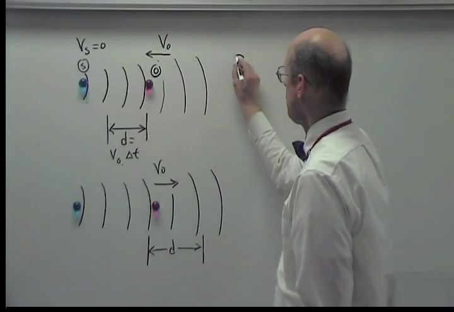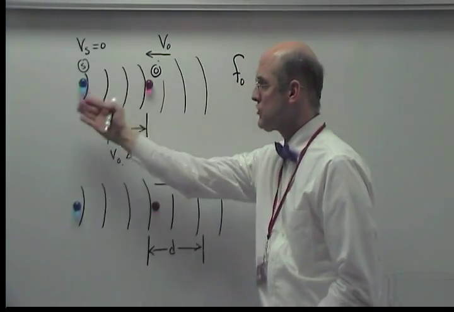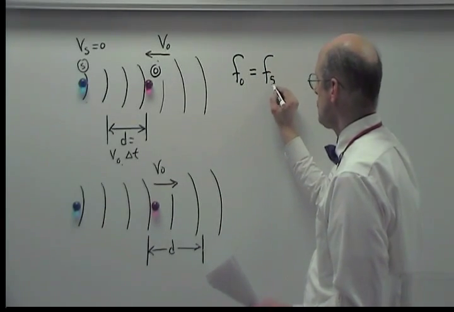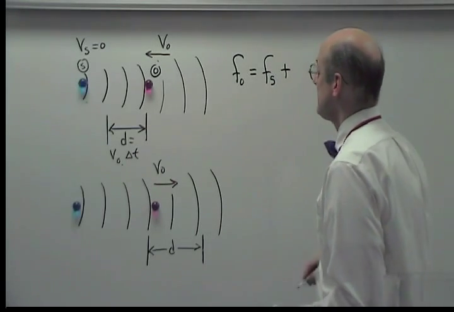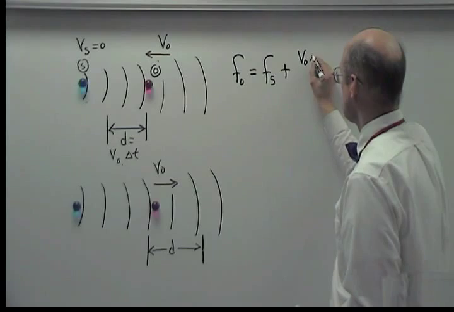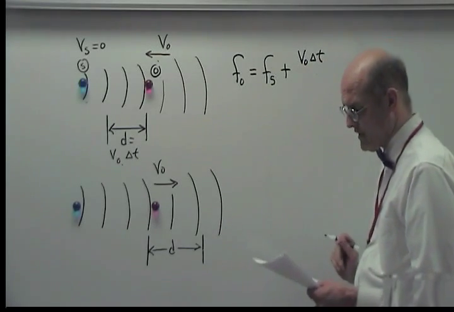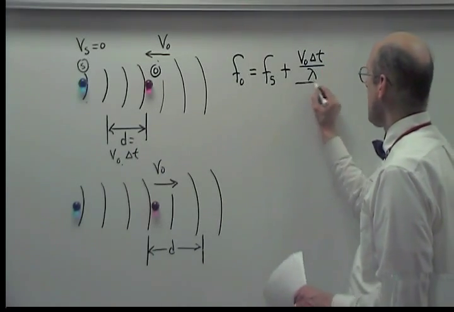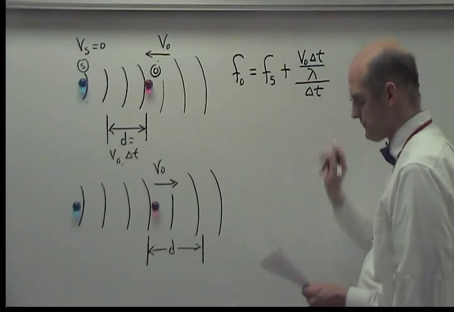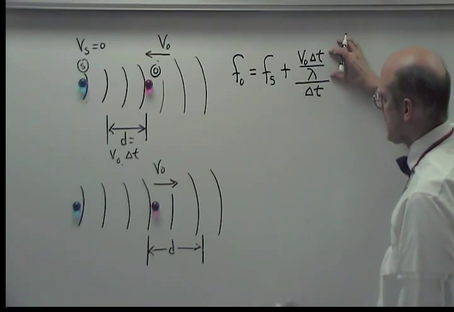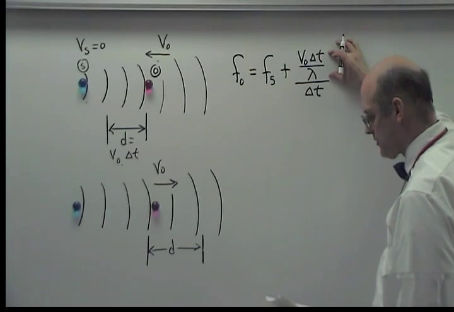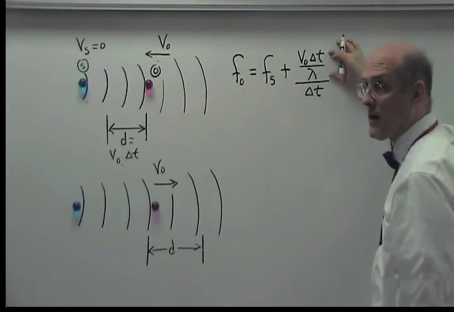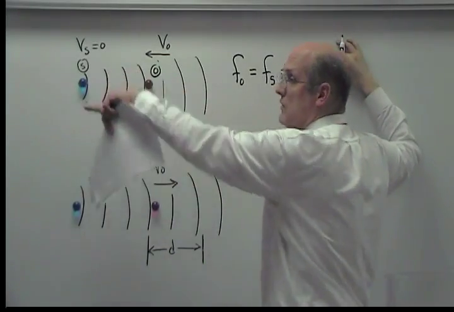So the observed frequency then, when you're moving toward the source of sound, would be equal to the frequency of the source plus the distance you travel in a certain amount of time, Vo delta t, divided by the actual wavelength, which remember is a constant, divided by the time. Okay, and this quantity in the numerator again represents the additional number of wavelengths that you encounter during your motion, or if you're a helicopter, during the fly over.